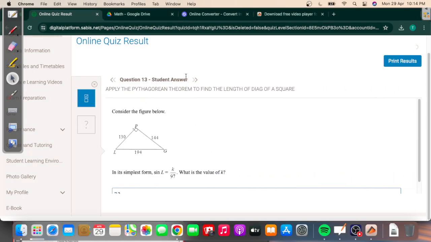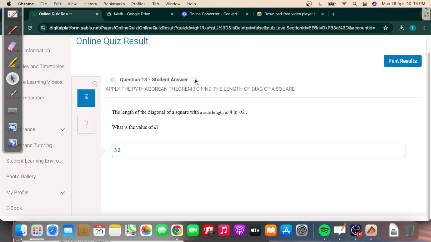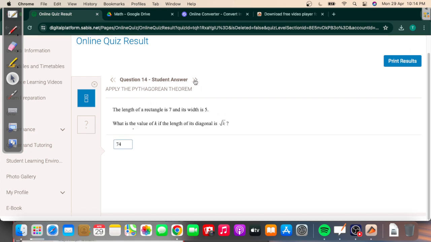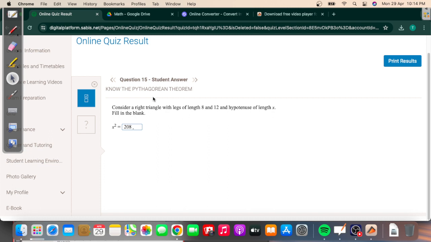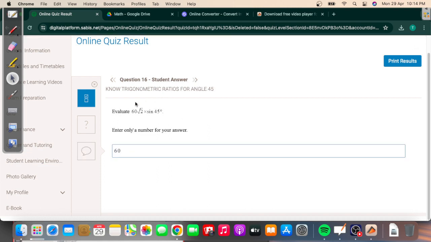Okay. This is a Pythagorean theorem question. I will skip it. And I will also skip this because it's a Pythagorean theorem. If you guys don't understand these questions, tell me in the comments, and I will answer.